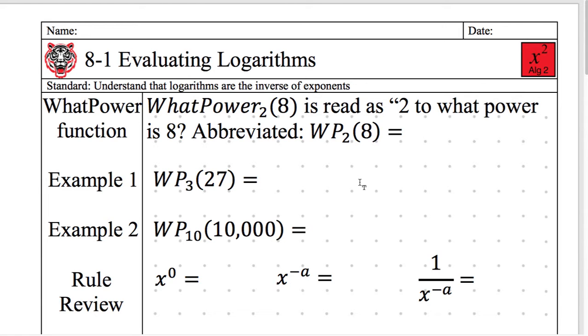All right, we are on lesson 8-1 for Algebra 2. Today's date is Tuesday, April 16th, 4/16, 2019.